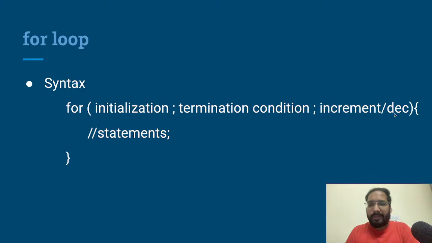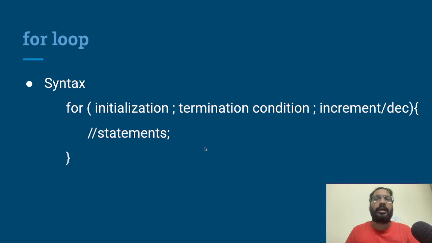So what happens here? First of all, you need to provide initialization as a value, the beginning value. Then the condition will be checked. If the condition is true, then the statements which you will be writing will be executed. Once these statements are executed, control will go to increment or decrement, right? So increment or decrement will be done, and on that basis, again the condition will be tested. If the condition is true, then statements will be evaluated, and this cycle happens until your condition is false, right?